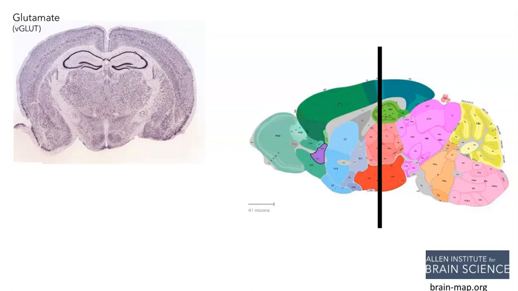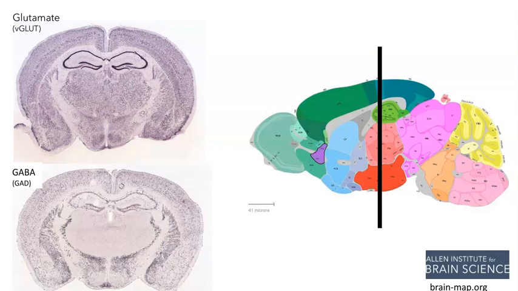So first I searched for a gene that's expressed only in glutaminergic neurons. This is a vesicular glutamate transporter gene. That's what's shown on the top. And then I also searched for the gene encoding GAD, the enzyme which is necessary to synthesize GABA. For each of these, I'm showing you only one section from an entire brain that was stained to show what cells are expressing these different proteins.